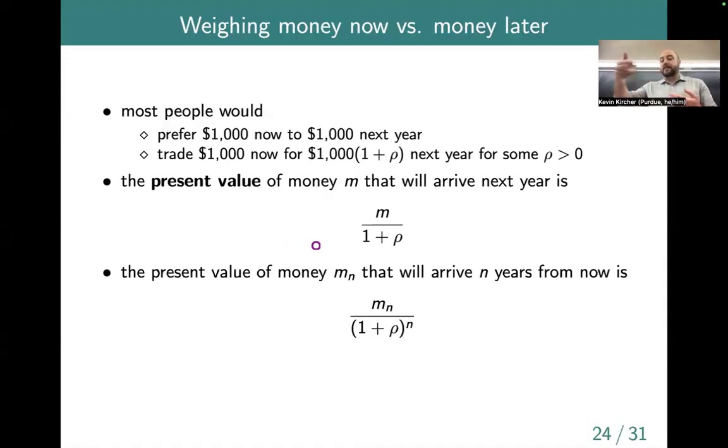And then you can iterate this logic forward through time. So if you have a cash flow that'll happen 2 years out, or 5 years, or 10 years, we can again map that into a present value of money. If Mn is the amount of money that will arrive n years out, so 10 or 15, then we convert that to present value basically by dividing by, again, the same factor, 1 plus rho, but raised to the n power.